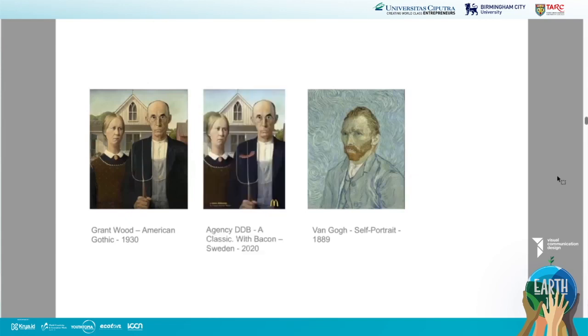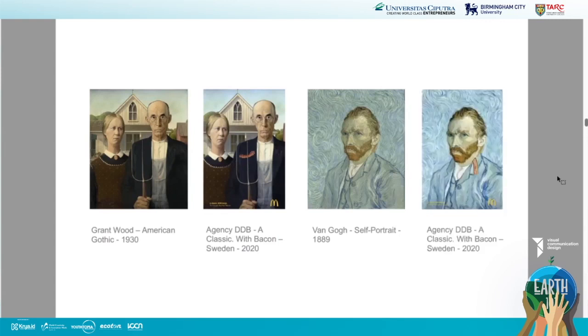This is for McDonald's, and it's specifically, the cultural context is Sweden. And all that the agency has done is added, you can see it in the middle there, on the fork, a piece of bacon. Is it offensive? In some cultures, yes. This only works in Sweden. The Swedish people have a certain sense of humor, which makes it funny. But the title of this is A Classic with a Twist, a classic with bacon.